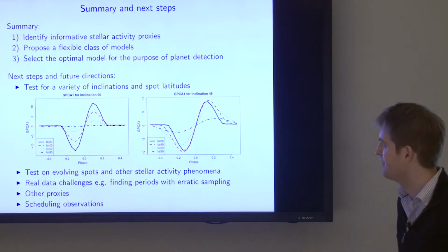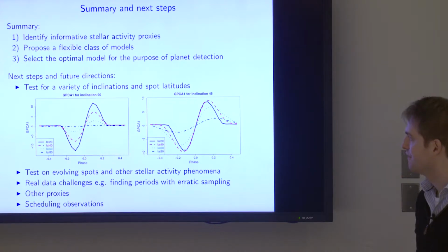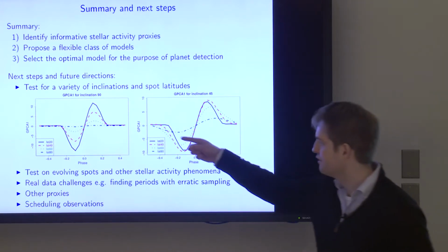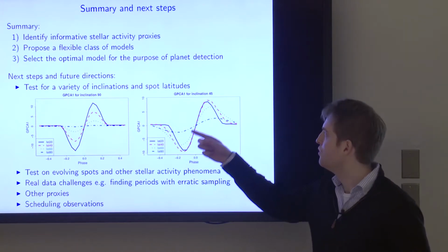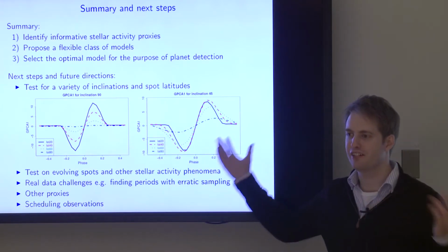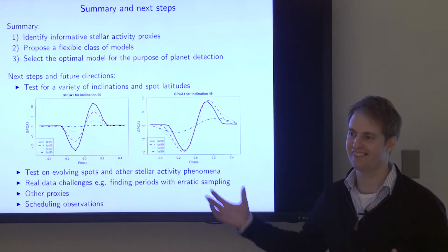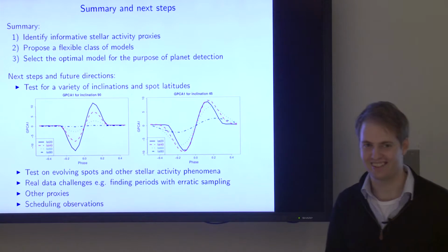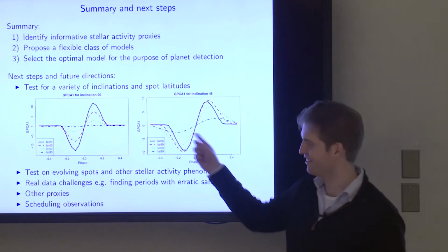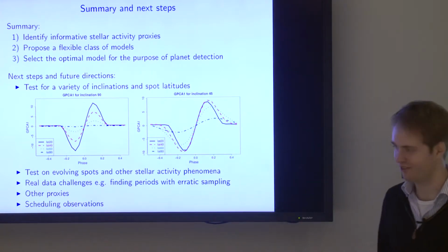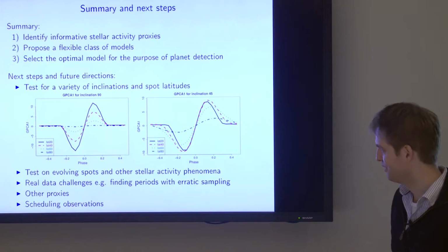And as we've mentioned as we've gone through, there are lots of other points we need to think about, such as if you change the latitude of the spot on the star, or you change the inclination of the star, the kind of signal you get changes. So will it still work in that case? We expect, you can see the signals are still similar, so we expect it will work, but we need to do more testing.